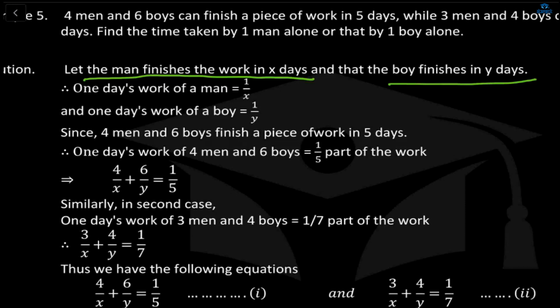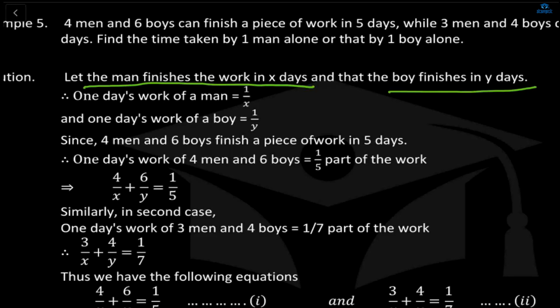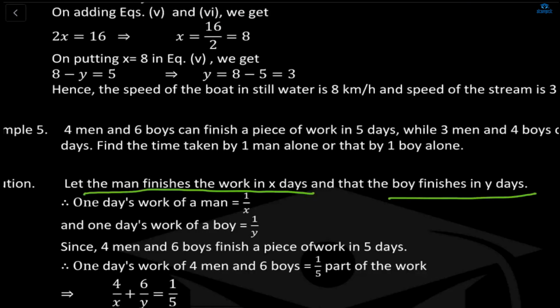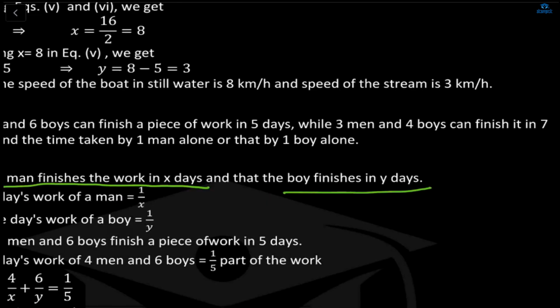Okay, so since 4 men and 6 boys finish a piece of work in 5 days, 4 men means 4 upon x, because 1 day work of a man is 1 upon x. So 4 upon x plus 6 upon y is equal to 1 upon 5. Means 5 दिन का काम था तो 1 दिन का काम कितना होगा. Okay, 1/5 part of the work. Now similarly your second equation, 1 day work of 3 men and 4 boys is 1/7 part of the work, because they are completing in 7 days.